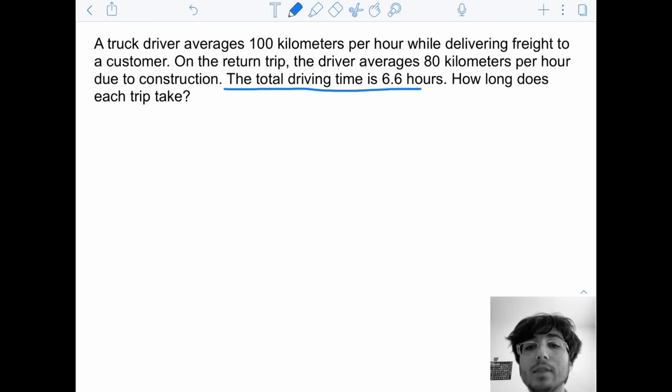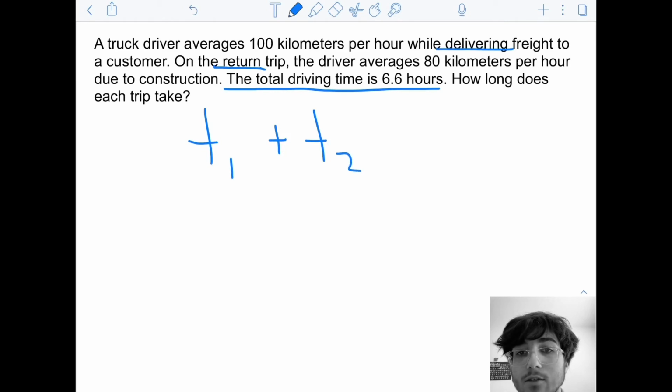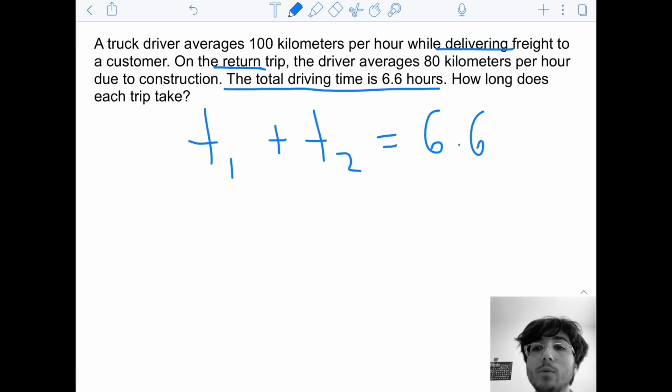We know that the total driving time is 6.6 hours. When you add the delivering time to the returning time, you're going to get 6.6 hours. So the delivering time right here, we can call that T1, and the returning time, we'll call that T2. And when you add them together, you're going to get 6.6 hours. And we're trying to find what T1 and T2 is, how long each trip takes.